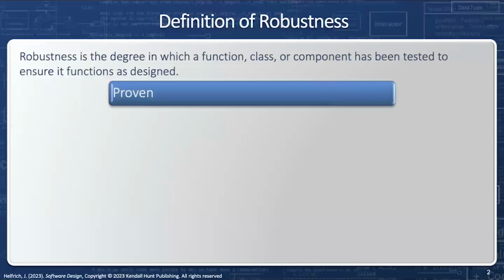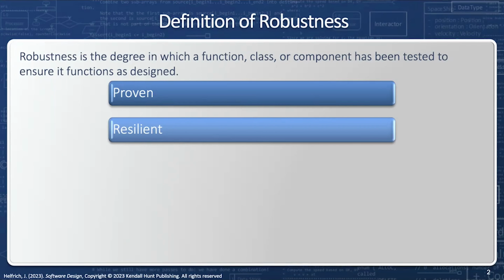The best is proven. I've mathematically proven that the code works as expected. We only really do this in exceptional circumstances, but sometimes it's required. One below that is resilient. We've done systematic white box testing. Usually this means it's been thoroughly unit tested.